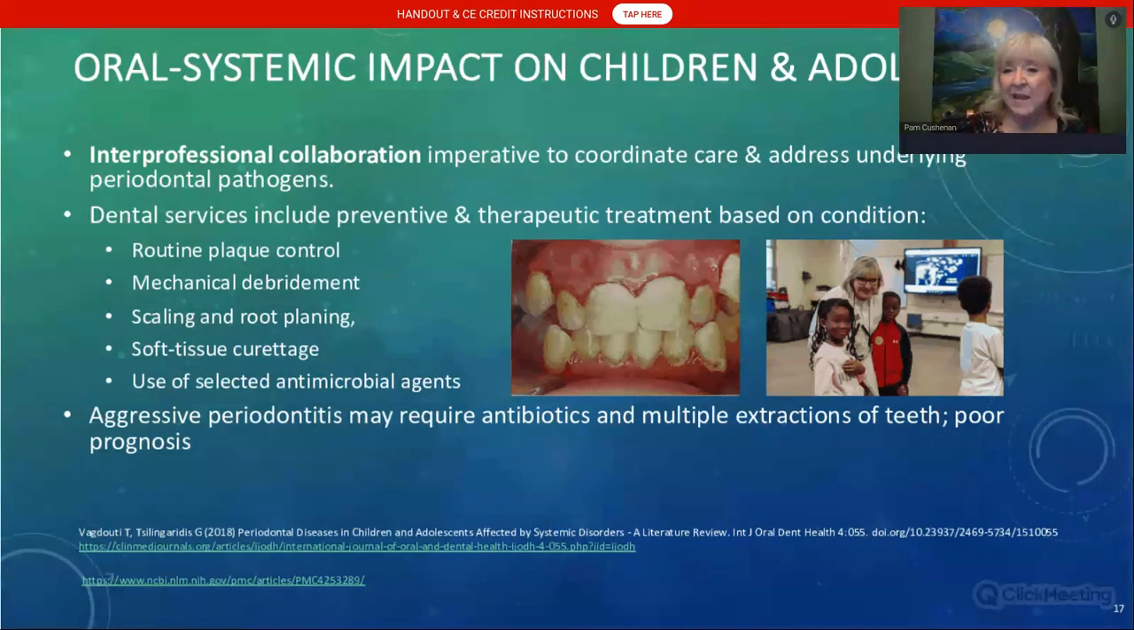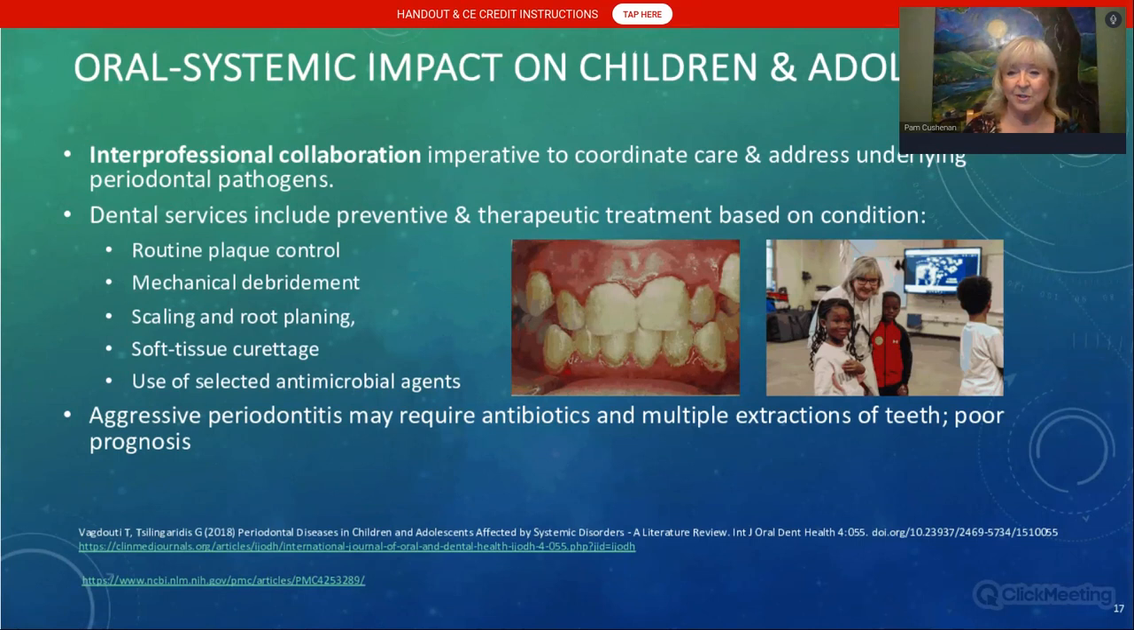So when we have patients that are children or teens with these conditions, of course, that's a red flag that we need to get on their healthcare team. We are not a silo. We are a member of a very important healthcare team. So interprofessional collaboration is very, very important when these types of conditions exist for our patients.